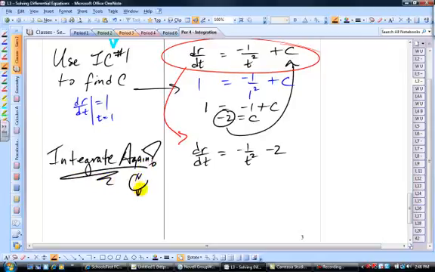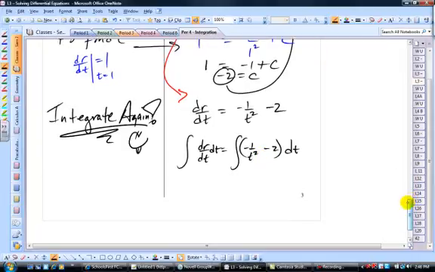Okay? So if you have to integrate again, go for it. So let's integrate both sides with respect to t and see what happens. Okay, so here we go. The integral of dr dt is equal to the integral of negative 1 over t squared minus 2 dt. Now the integral of r double prime was r prime. And when you integrate r prime, you get r. So this becomes your r of t. So r of t here, or just simply r, is going to be equal to whatever the integral of this is.